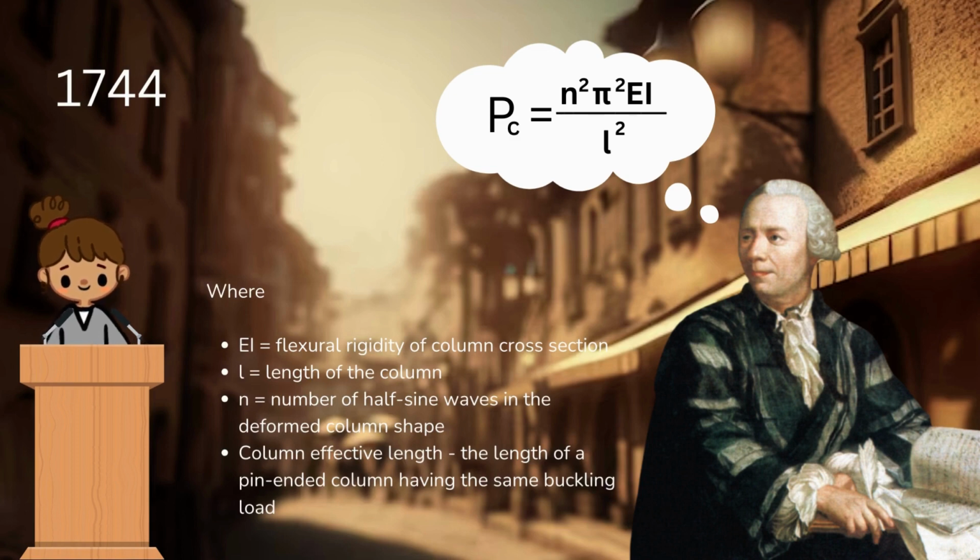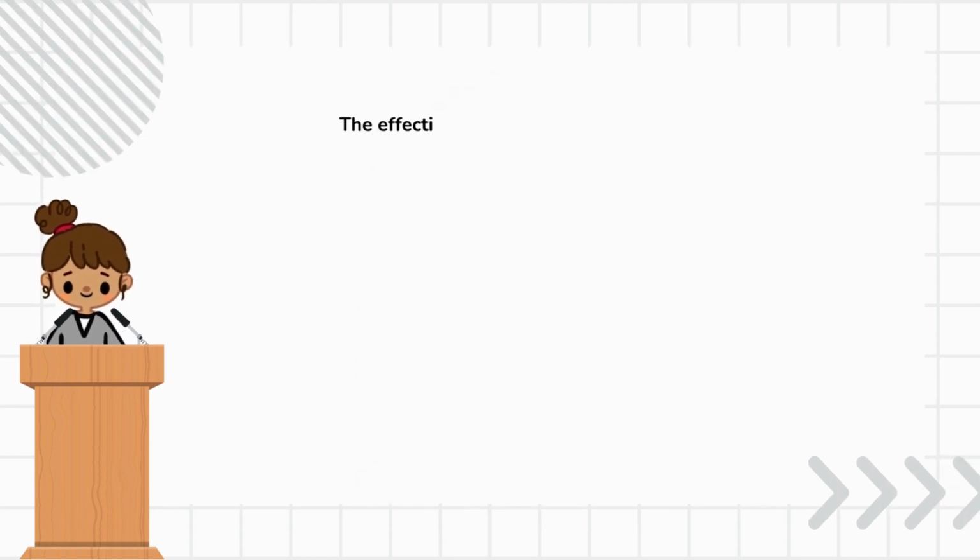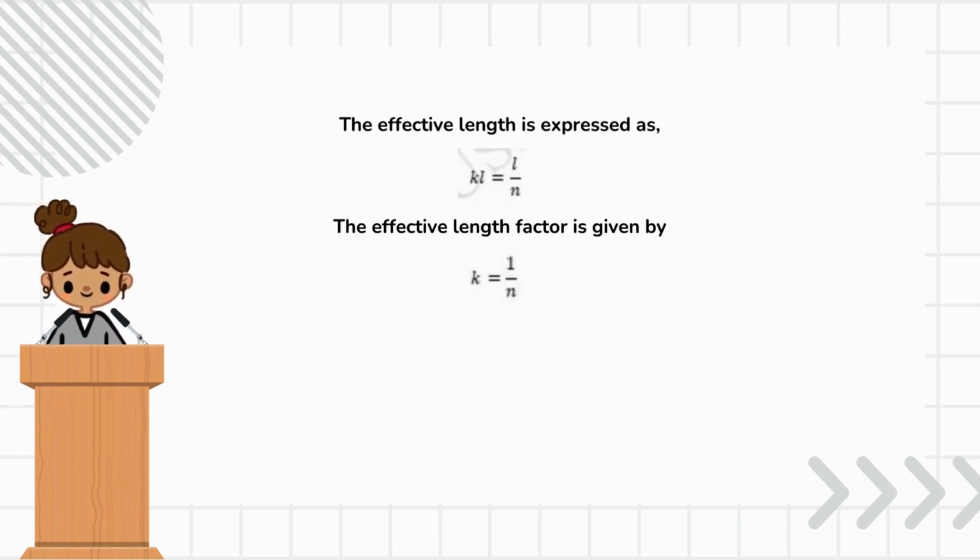Where EI is the flexural rigidity of the column cross-section, L stands for the length of the column, and n is the number of half-sine waves in the deformed column shape. Column effective length is also defined as the length of a pin-ended column having the same buckling load. Variable n, or the number of half-sine waves, is simply the curvature of the column. This bend shape usually happens in the parts of the column without support. The effective length is expressed as KL is equal to L over n. The effective length factor is given by K is equal to 1 over n.